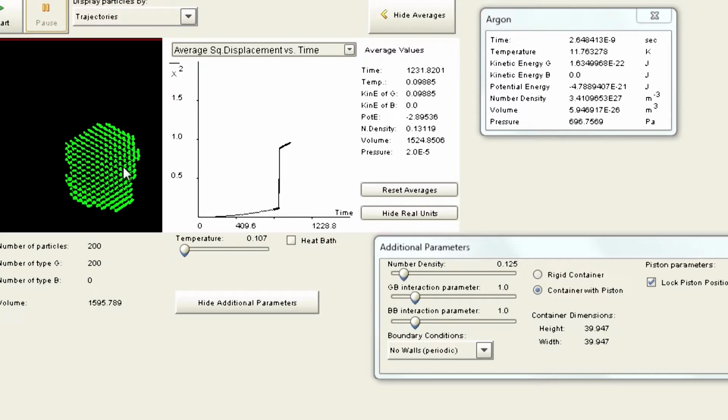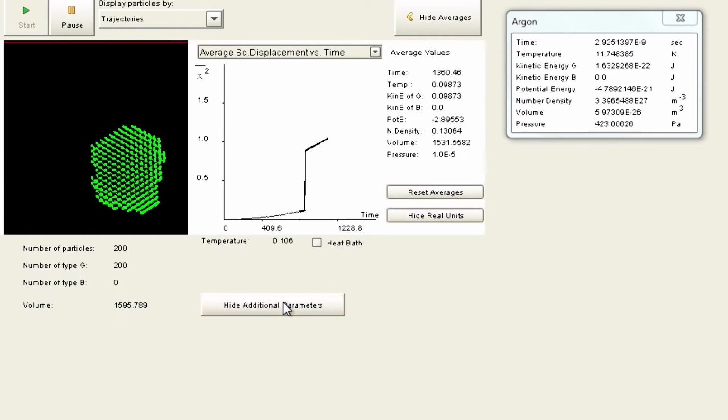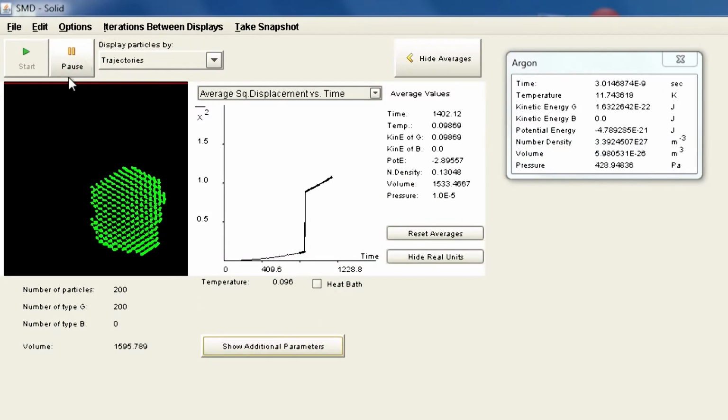If you look here, this growth is happening because of the periodic system. What you want to watch out for is the average square displacement, whether it is a liquid phase or a solid phase. So, now we are looking at the time average of the properties. We stop here, and let us say we increase the temperature in order to break the system.